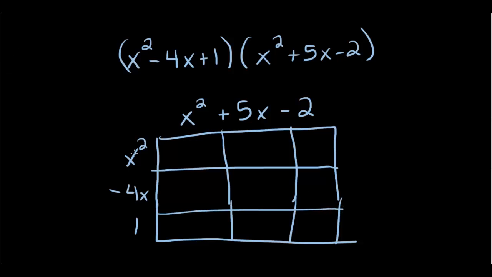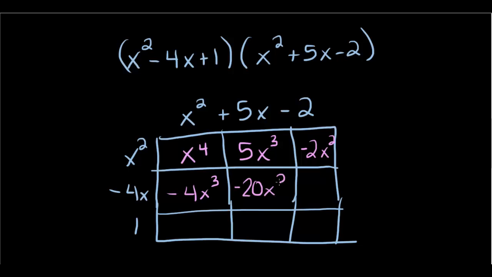So let's start multiplying. X squared times x squared is going to be x to the fourth. X squared times 5x is 5x to the power of 3. X squared times negative 2, negative 2x squared. Negative 4x times x squared, negative 4x cubed. Negative 4x times 5x, negative 20x squared. Negative 4x times negative 2, 8x. 1 times x squared, x squared. 1 times 5x, 5x. And 1 times negative 2, negative 2.